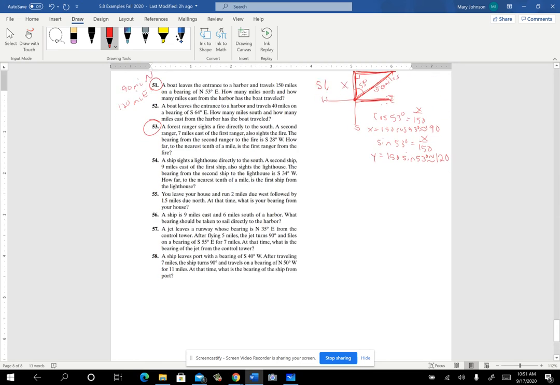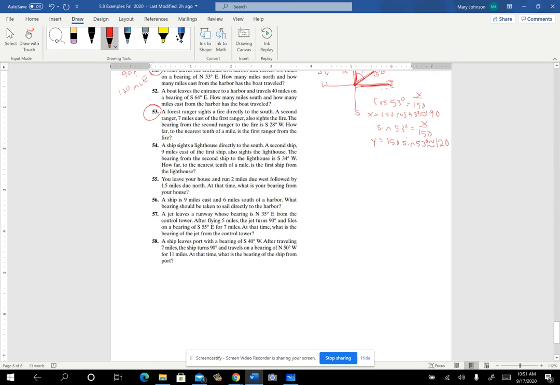There we go. All right, so let's look at 53. A forest ranger sights a fire directly to the south. A second ranger, who's 7 miles east of the first one, also sights the fire. Okay. All right, so here's Forest Ranger A right here. This is 53. I got another forest ranger over here. The second ranger was 7 miles east, so I'm going to put him over here.